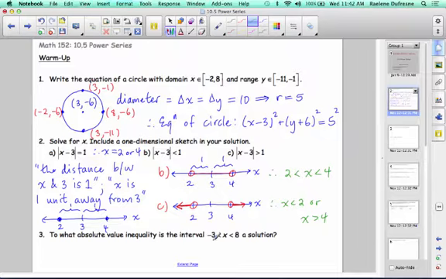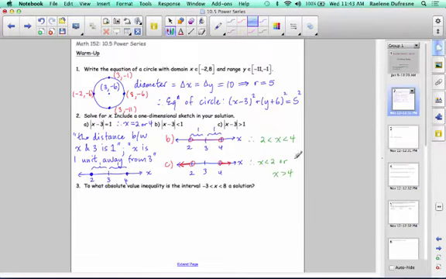Okay, in number 3, to what absolute value inequality is the interval -3 less than x less than 8 a solution? Well, let's sketch the solution set. And we realize that we are going to be working backwards from one of the 3 cases in number 2, and we have case B. So we need to find the center of the inequality and the distance or radius.